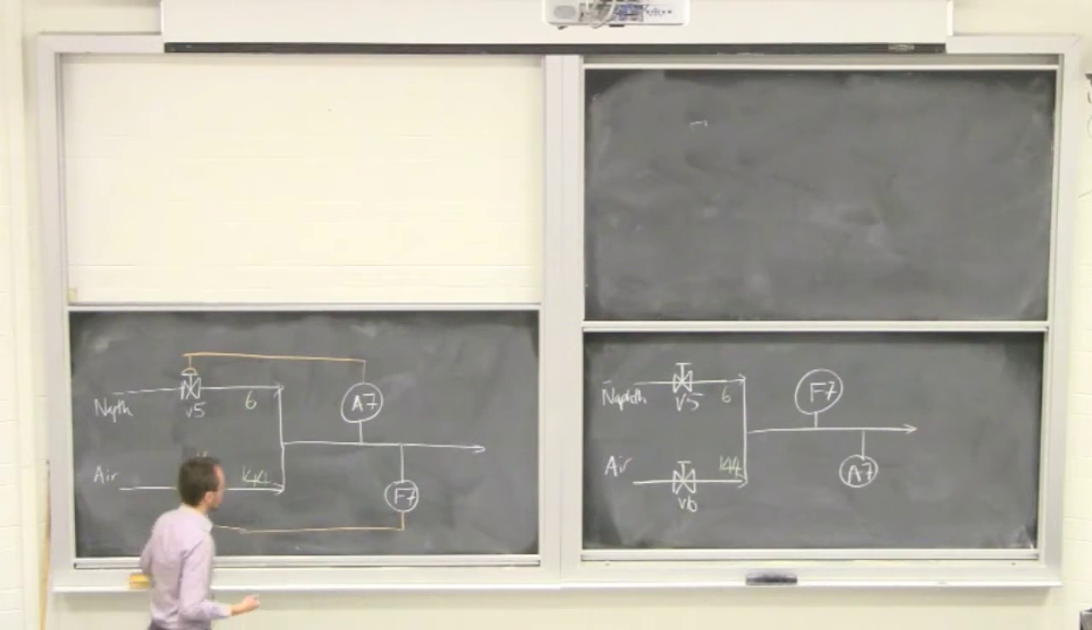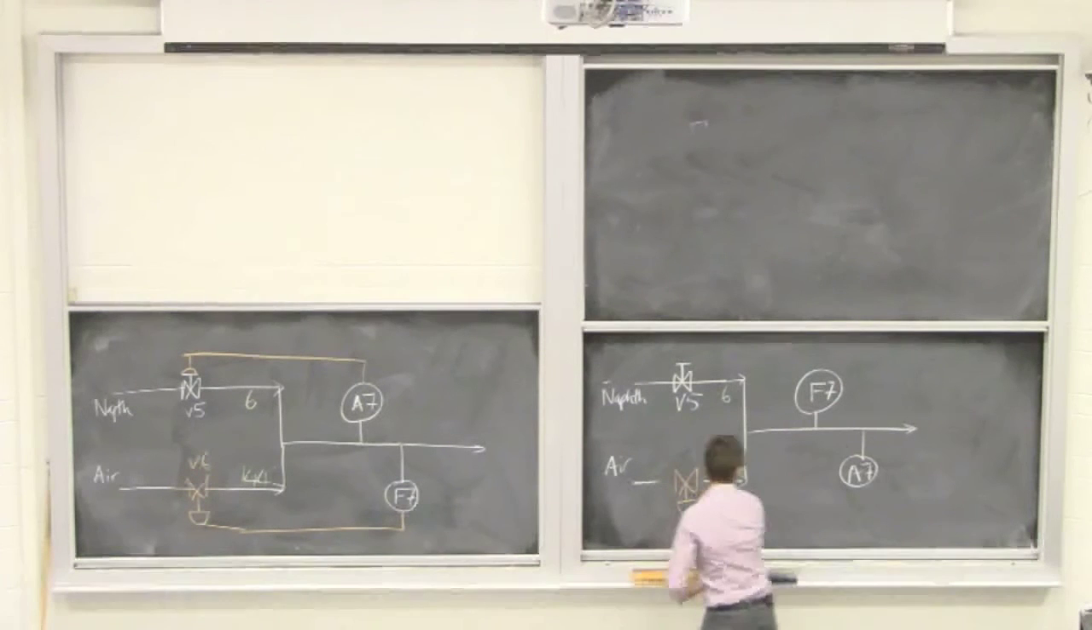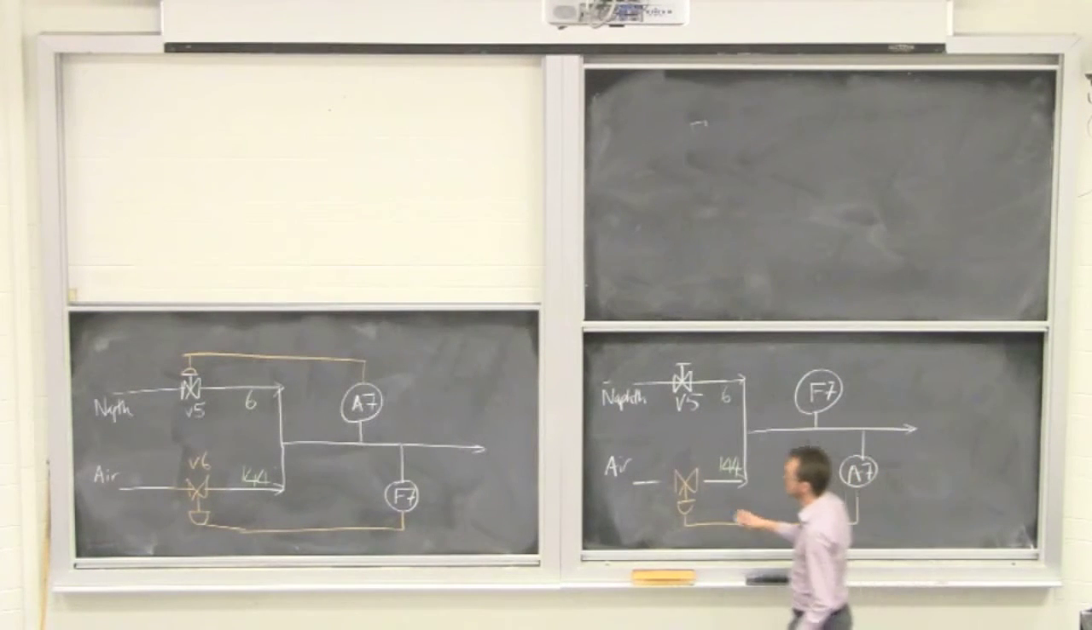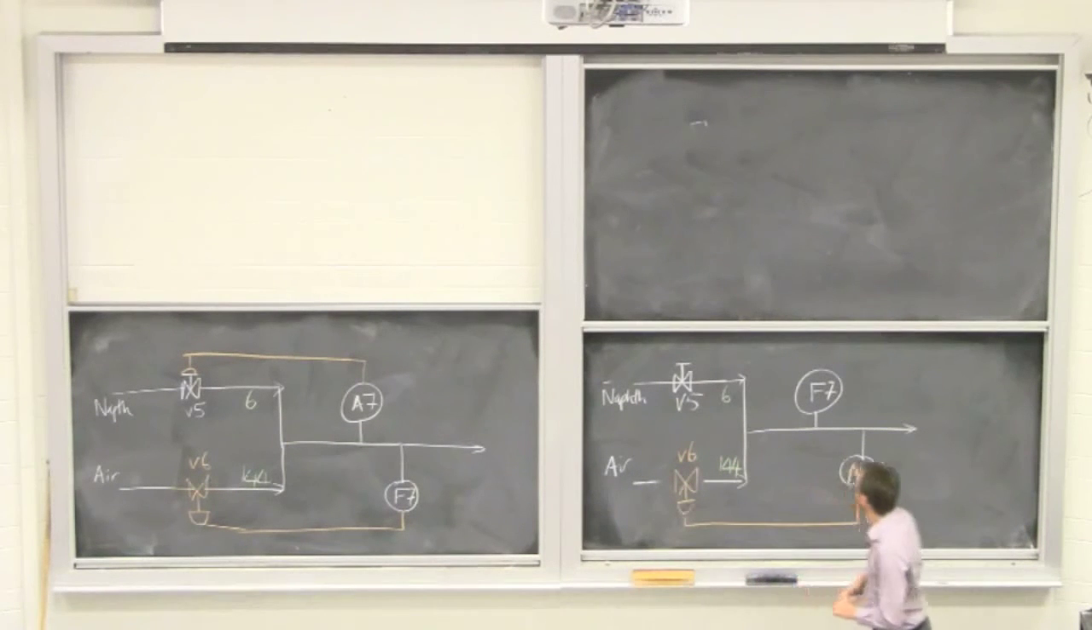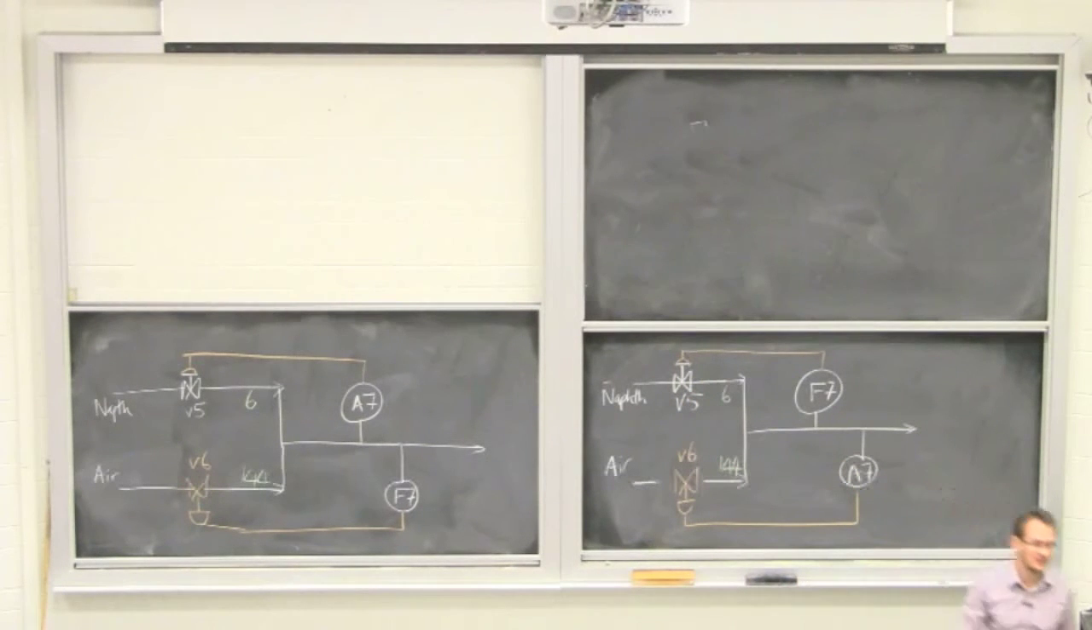versus if I take those two loops and just flip them around, so now I'm controlling composition using the airflow, and I'm controlling the total flow using the naphthalene flow rate. So same control objectives, I've just flipped the loop pairing around. Do you see the issue that Joseph was referring to there? No? Yes. Okay. Let me put it in.